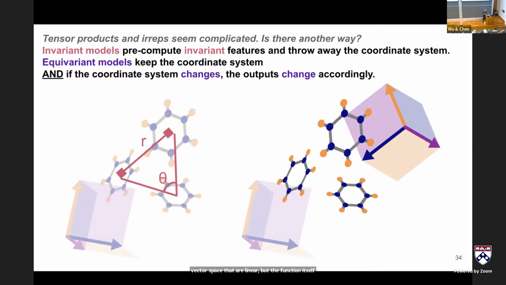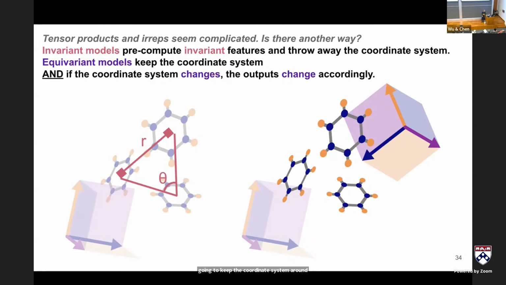So one might say tensor products and irreps seem complicated. Is there another way? Can I just get rid of my coordinate systems altogether? This is another valid avenue to go down, which is to just describe your system using invariants. So things that don't depend on your choice of coordinate system, like pairwise distances or angles between objects. Folks have also investigated this avenue, and that can be very effective for certain data sets. And then with equivariance, we're going to keep the coordinate system around, and outputs change appropriately when we change the inputs with a coordinate system.